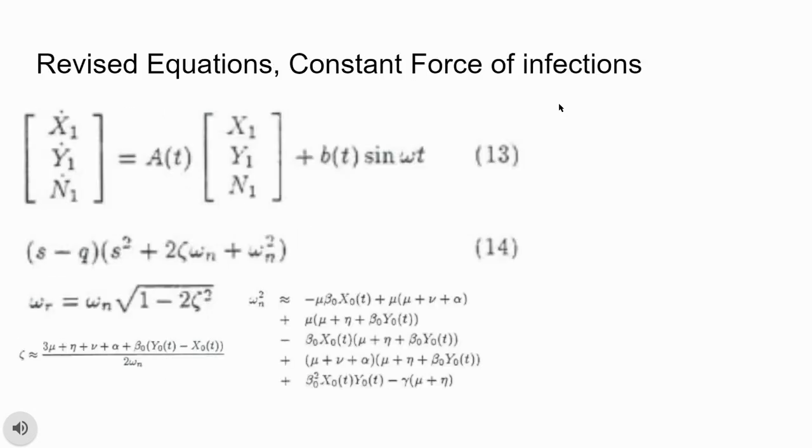For the purposes of our analysis, however, we focus on the model when the variations of force of infection are small. Thus, we assume beta t is constant. This gives us these new equations and the characteristic equation with these substitutions for resonance frequency, omega r, natural frequency, omega n, and the damping factor, gamma.